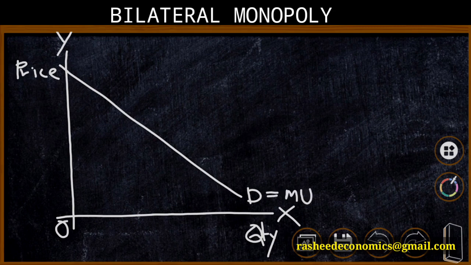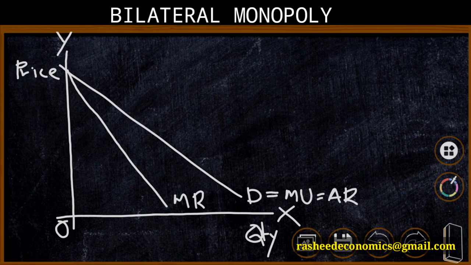Since there is only one seller, this demand curve is the average revenue curve of the monopolist. There is existence of monopoly and monopsony. Therefore, this demand curve is equal to the marginal utility curve as well as the average revenue curve. Corresponding to this average revenue curve, we have a marginal revenue curve MR here.